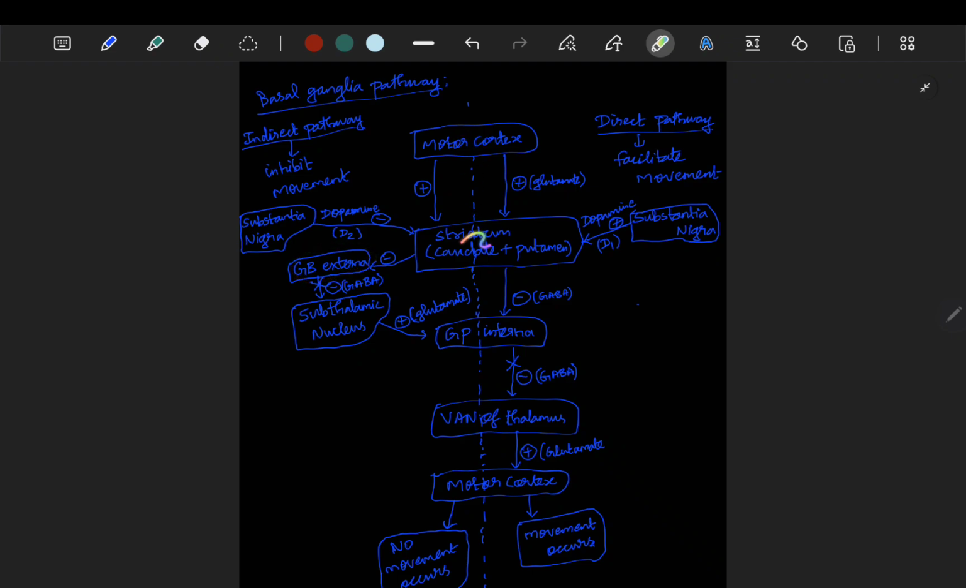So the motor cortex first stimulates the striatum. This striatum will inhibit the globus pallidus externa. This leads to a loss of inhibition in the subthalamic nucleus. So the subthalamic nucleus is stimulated. This subthalamic nucleus further stimulates the globus pallidus interna.